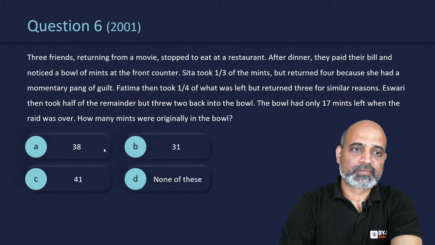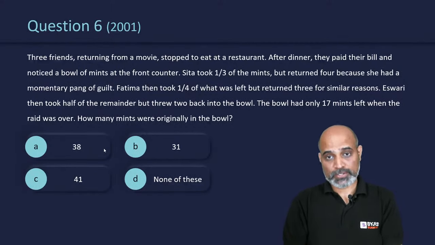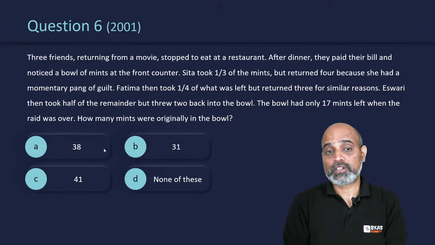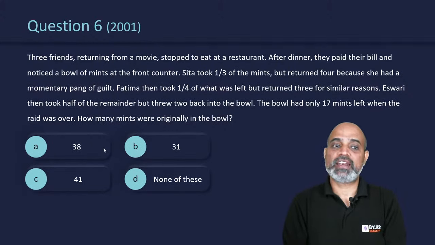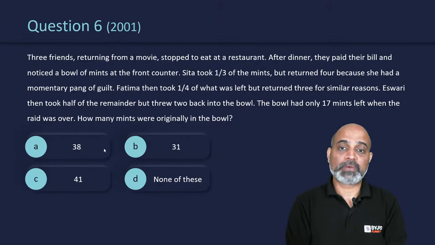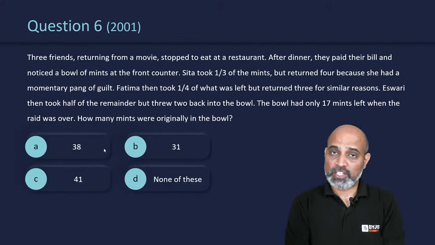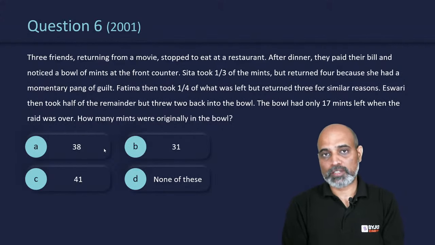Next question. 3 friends returning from a movie stopped to eat at a restaurant. After dinner, they paid their bill and noticed a bowl of mints at the front counter. Sita took 1/3 of the mints, but returned 4 because she had a momentary pang of guilt. Fatima then took 1/4 of what was left, but returned 3 for similar reasons. Ishwari then took half of the remainder, but threw 2 back into the bowl. The bowl had only 17 mints left when the raid was over. How many mints were originally in the bowl?